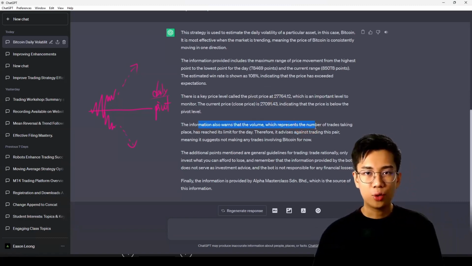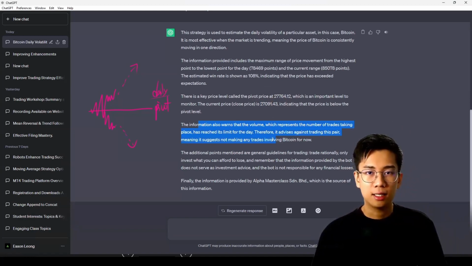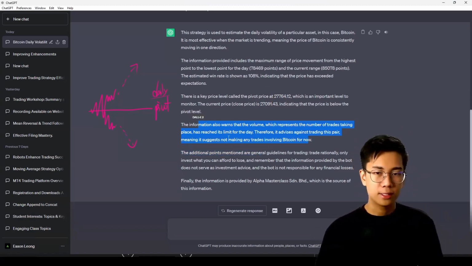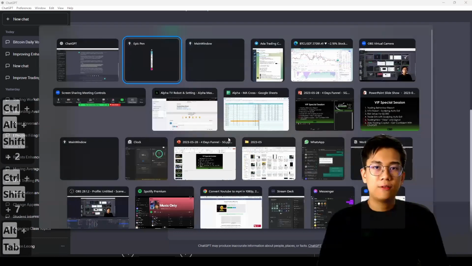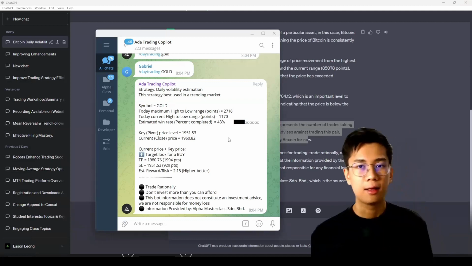It also includes that the volume represents the threshold has been placed and reached the limits. Therefore the advice is against trading this pair. Don't trade on this pair. It suggests not making any trade involving Bitcoin right now. So from here, if your hypothesis is to take the trade, then there's something wrong. Don't do this. Thank you, Gabriel.